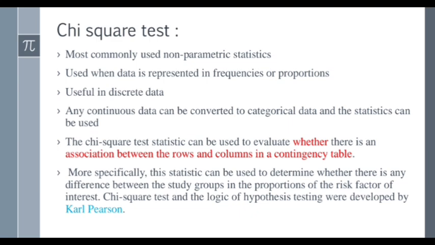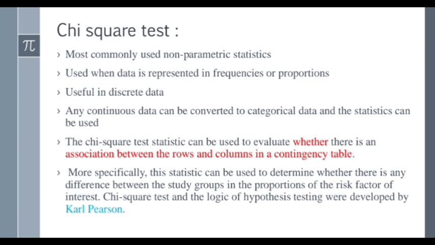The chi-square test statistics can be used to evaluate whether there is an association between the rows and columns in contingency tables. More specifically, the statistics can be used to determine whether there is any difference between study groups of proportions or risk factors of interest.